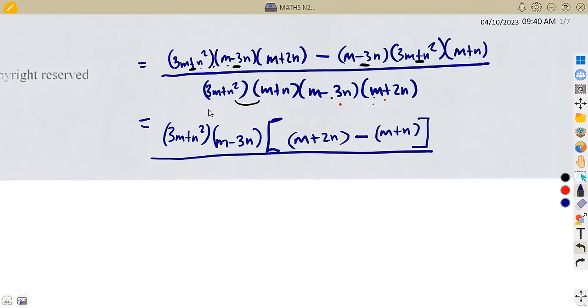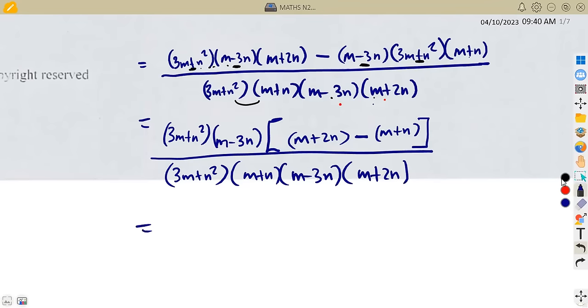Everything over the denominator in this case, which is 3m plus n squared into m plus n into m minus 3n into m plus 2n. Also at this stage, something is going to happen here because now these two are factored out. So it's under multiplication. So we have the right now to divide these two brackets, which are the same, and also this bracket and this bracket, which are the same, because it's out of the bracket. So these two can cancel. We have the right to do that.